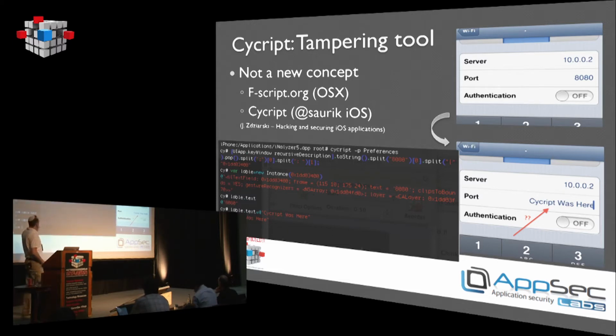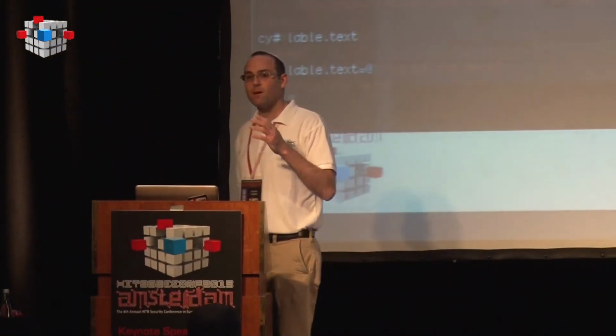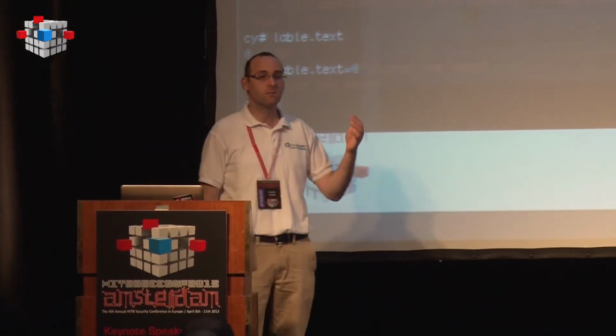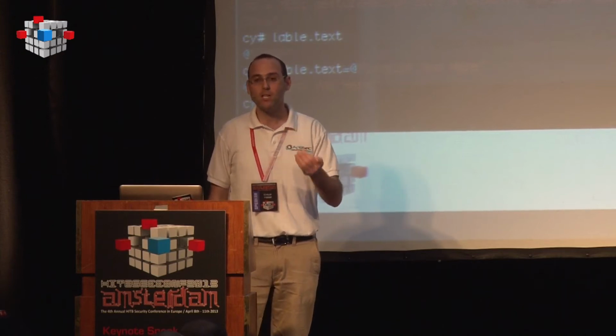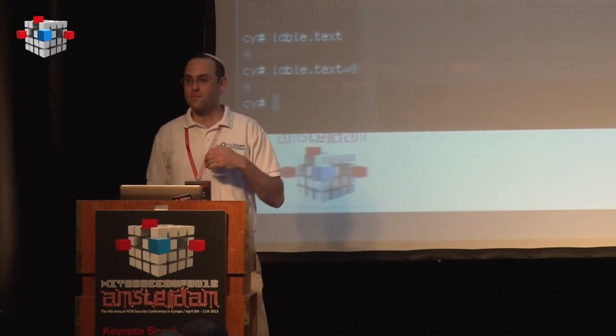I'm sorry for the red, but you can see that with very few lines of code, with a language that is similar to JavaScript or to Objective-C syntax, I can change the label text from 8080 to "Cycript was here." Okay? So I can override parameters, I can override methods, I can override functions, I can override whatever I want. And let the application do the tough thing for me.